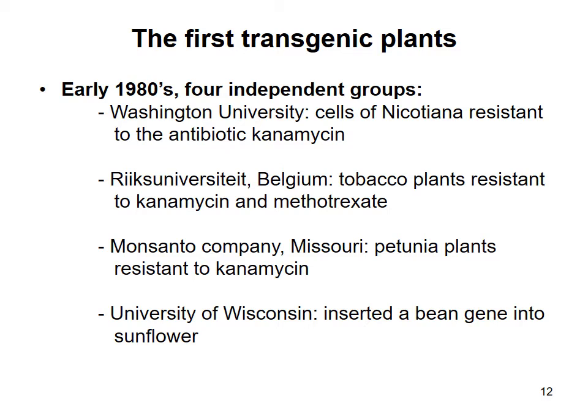The Washington University group had produced cells of Nicotiana that were resistant to the antibiotic kanamycin. The Belgium group had produced tobacco plants that were resistant to kanamycin and to methotrexate, which is a drug used to treat cancer and rheumatoid arthritis. The group at Monsanto Company had produced petunia plants that were resistant to kanamycin, and the Wisconsin group had inserted a bean gene into a sunflower plant.